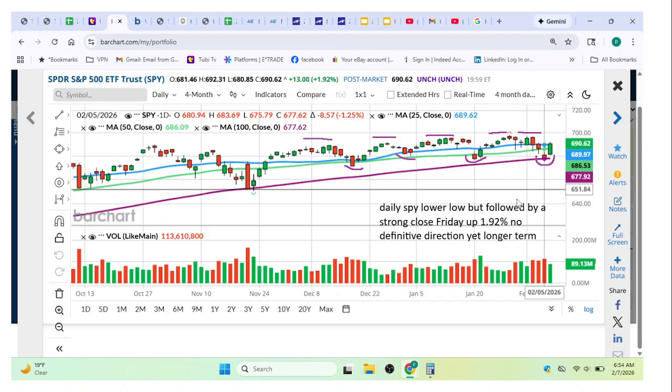But it's confusing because Friday it had such a nice move up. Just on Friday it was up 1.92%. So in my opinion, we don't really have a definitive direction yet, longer term for the SPY. But near term, I'm kind of expecting a little more volatility. And by near term, I would mean, over the next days and weeks.